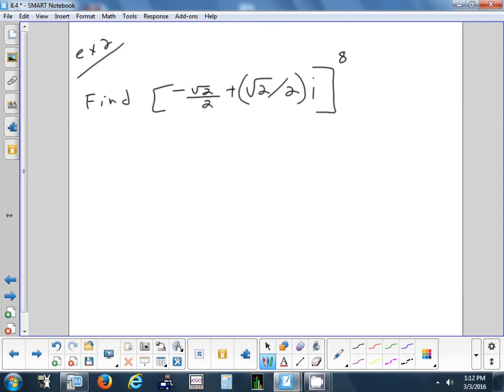Okay, so this one, I want to raise this number to the 8th power. Yep. So what's the first thing I'd have to do in order to raise this to the 8th power using our new theorem? Because this is not ready to use the theorem yet.